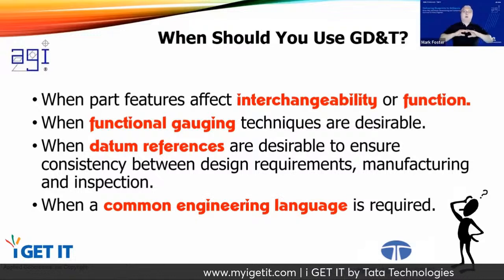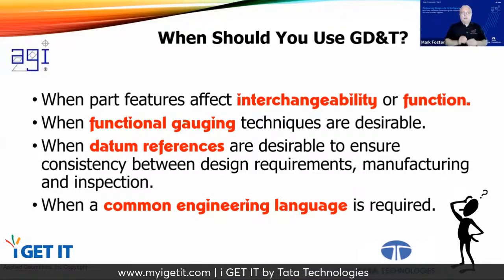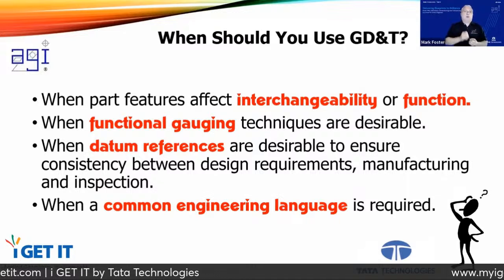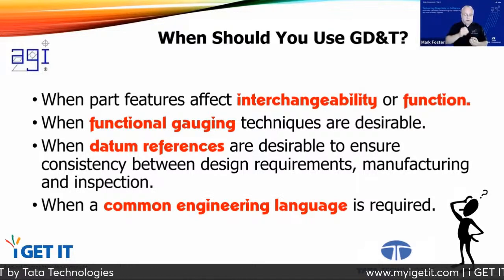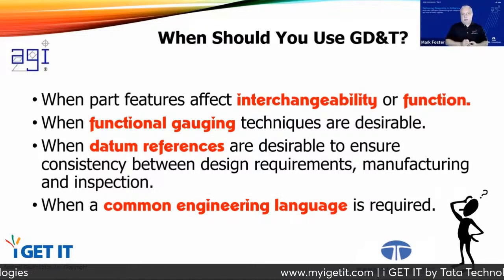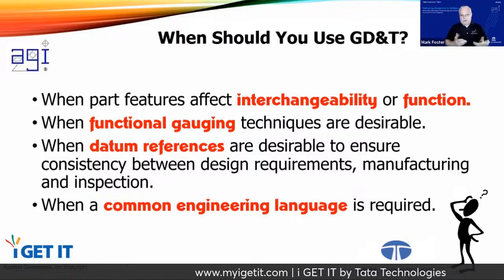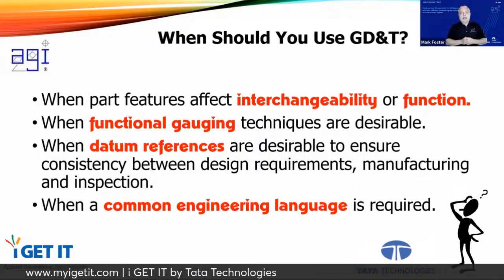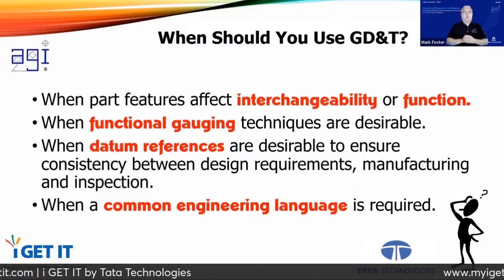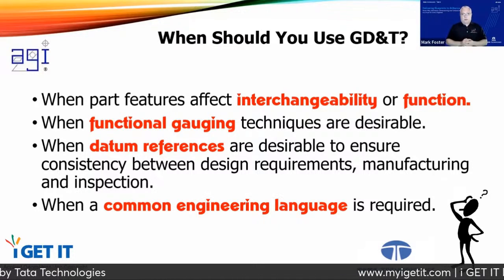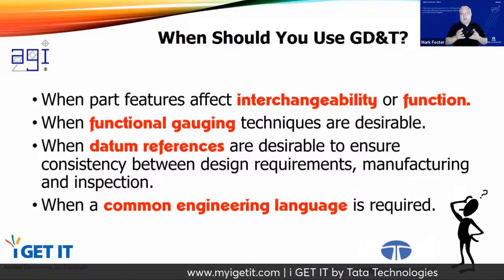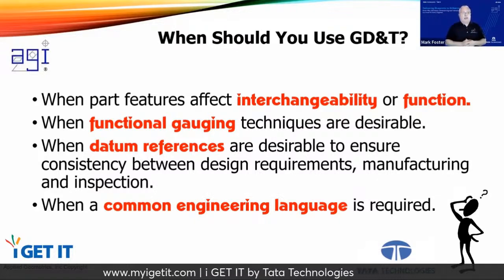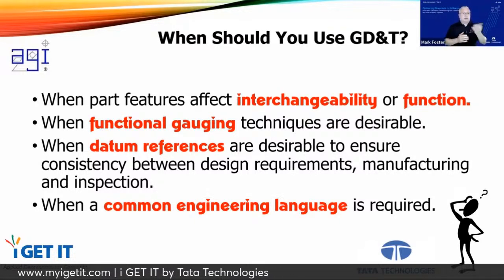Okay, let me make the question a little bit more generic. When should you use a standardized language to communicate your design requirements from design to manufacturing to inspection and beyond? Always. All right. So we always want to use the standard. Even if we're not using the fancy symbols and whatnot, we still want the rules that come with it, such as the rule that I demonstrated to you with the pin and the fact that the size tolerance controlled the shape of that pin.